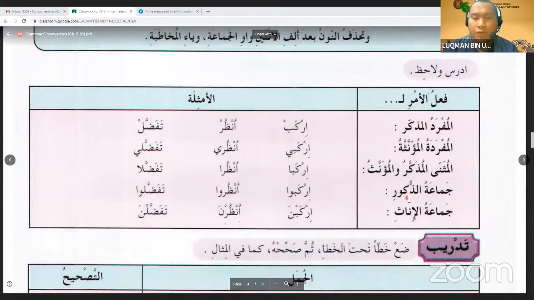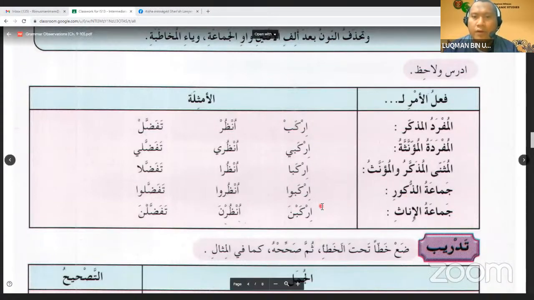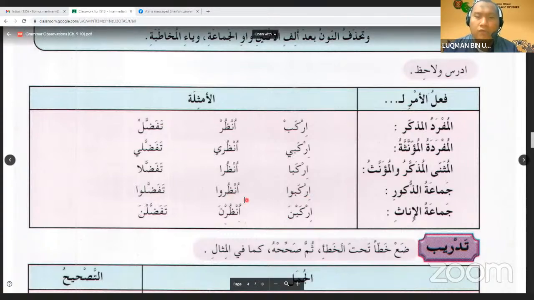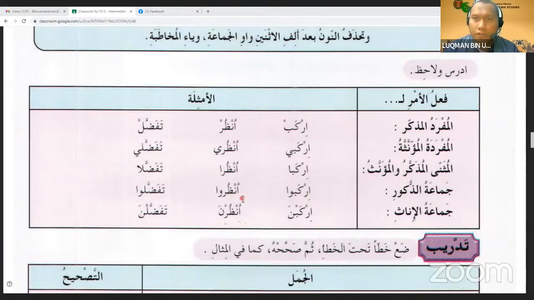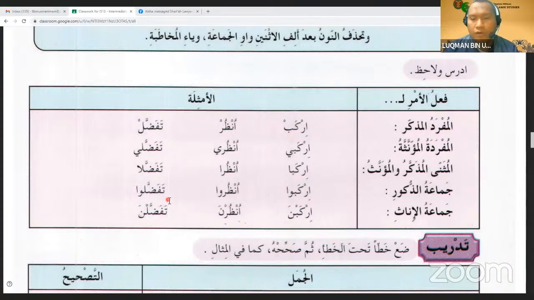Then jama'atul dhukur. This is the plural masculine. Lalaki, or at least may isang lalaki. Plural sila, tatlo pataas. So one of them is masculine. So yun ang kausap mo, inutusan mo. Irkabu, sumakay kayo. Sakay na kayo. Irkabu, ride, no? Go, ride. Unzuru, look, tingnan nyo. Unzuru, tafaddalu, pasok kayo o kunin nyo.